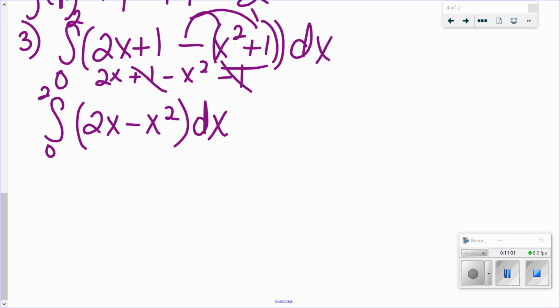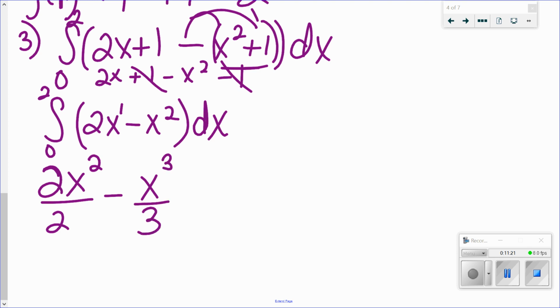Now we need to take our antiderivative. So the antiderivative is 2x, my exponent was a 1, so we're going to add 1 to that and divide by that new exponent. Minus x, it was a 2, it'll now be a 3, divided by 3. And this is going to go from 0 to 2.